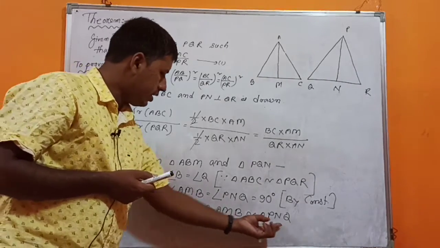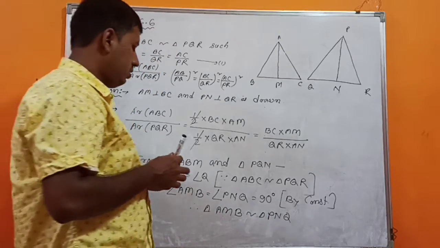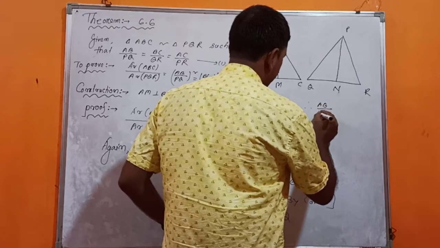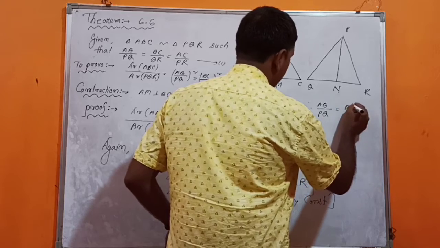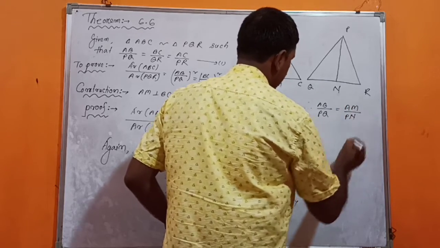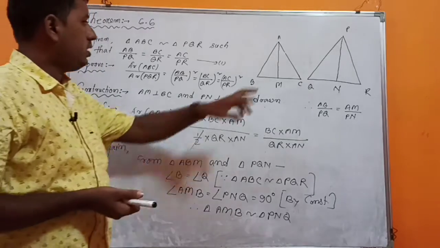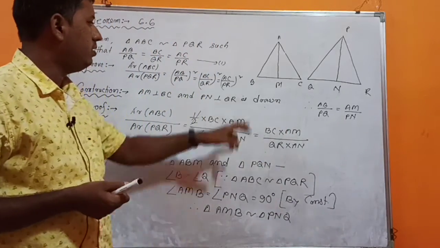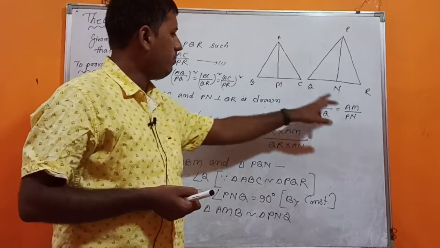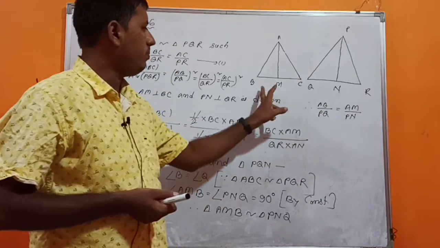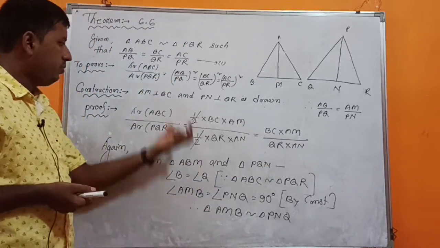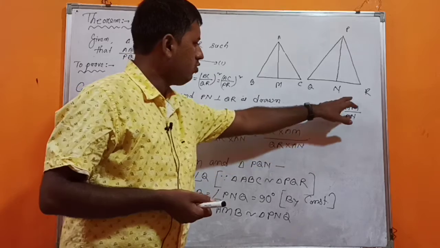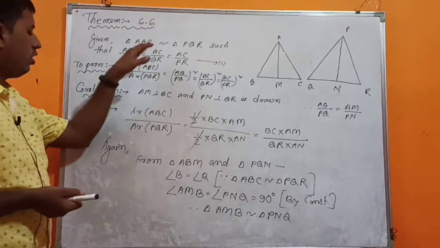If these two triangles are similar, then I can write therefore AB by PQ is equal to AM by PN. Since ABM and PQN are similar, we can write AB by PQ equal to AM by PN equal to BM by QN. But BM by QN is not necessary to prove this theorem, so I have ignored this ratio. I have only written AB by PQ equal to AM by PN. So note down all these things.